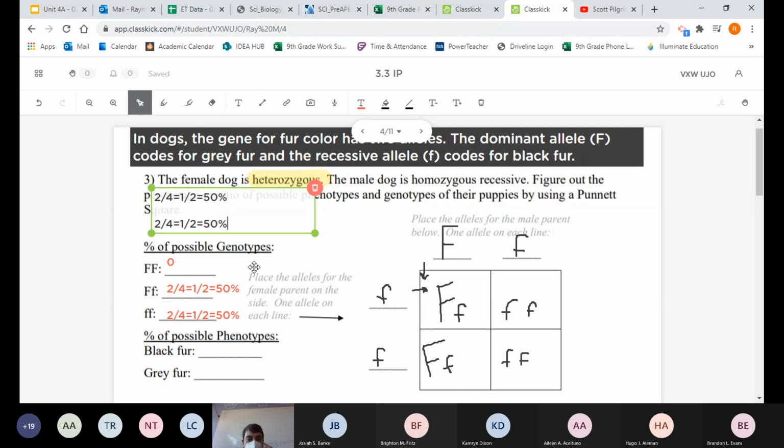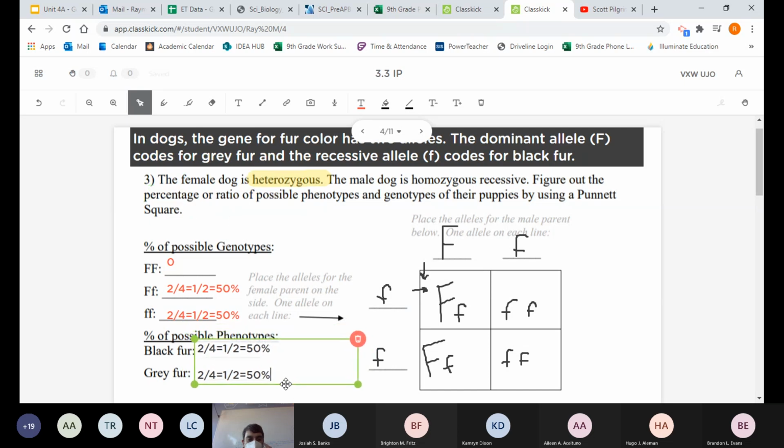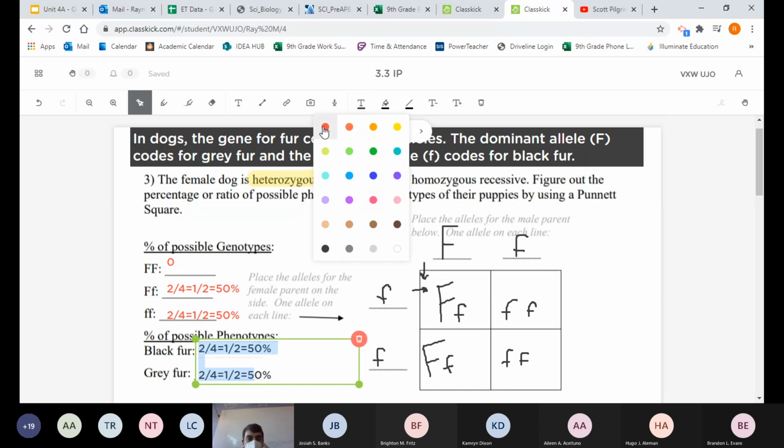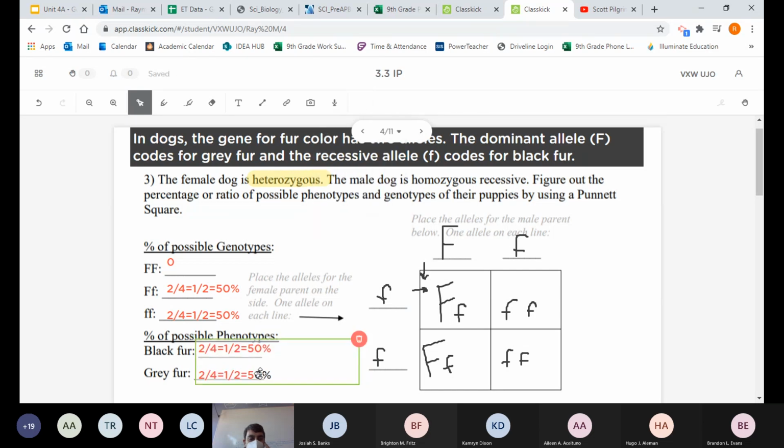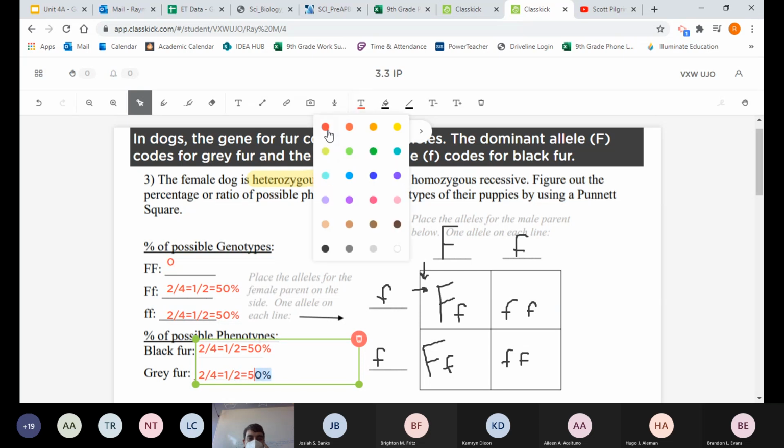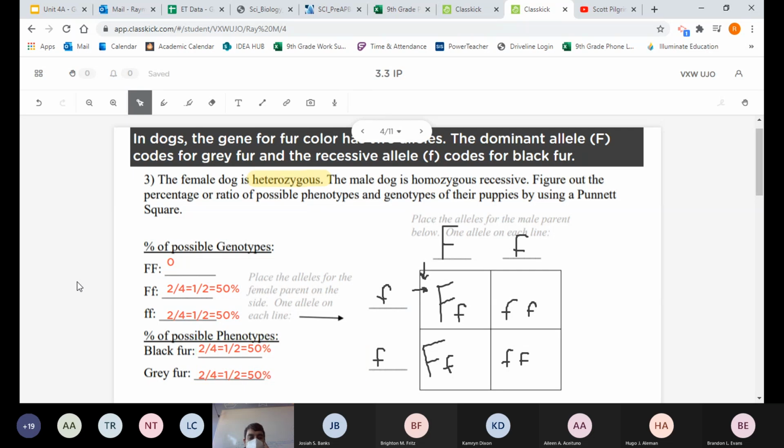Control V. Let's make it red. There we go. Whoops, missed a couple. I don't know why it doesn't want to participate. There we go. 50-50, right? So if you're given 30 pups, that would mean that 15 of them would be black, 15 would be gray.